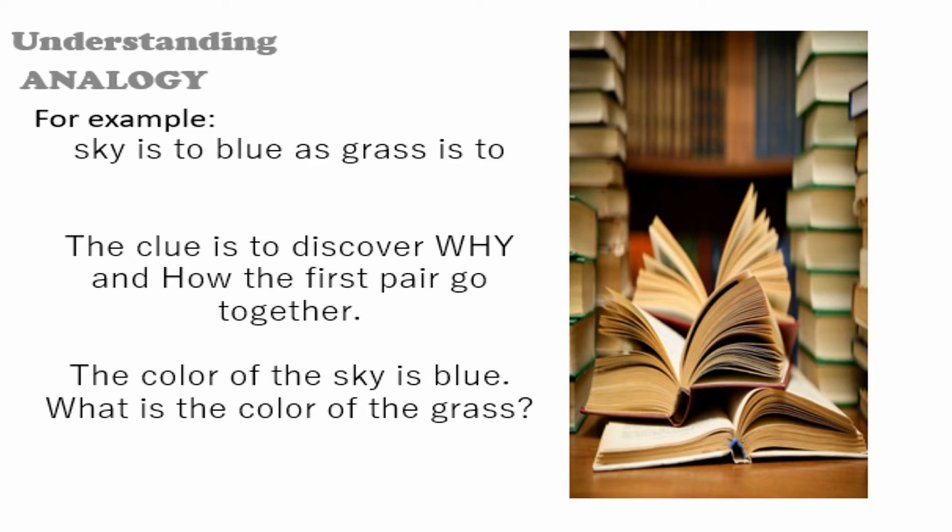How do we solve analogy? The clue is to discover why and how the first pair go together. The color of the sky is blue. What then is the color of the grass? Nice answer. Green. That leads us into answering the analogy. Sky is to blue as grass is to green. That is an analogy.